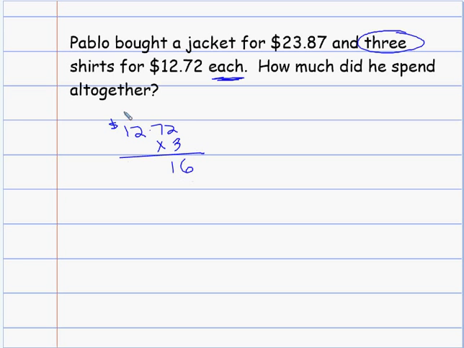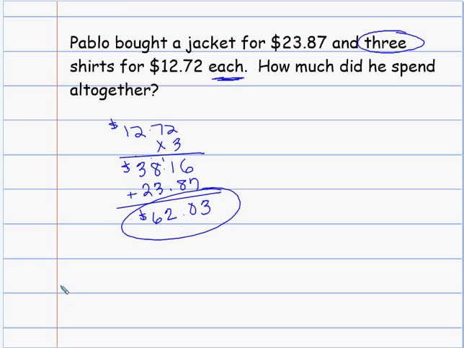6, 21, carry the 2, 6, 7, 8. No, carrying the 1, so 3. So he spent $38.16 on 3 shirts, and then I can add the $23.87, giving me $62.03 as his shopping total.